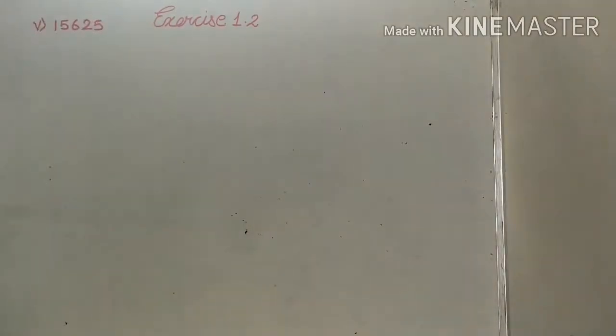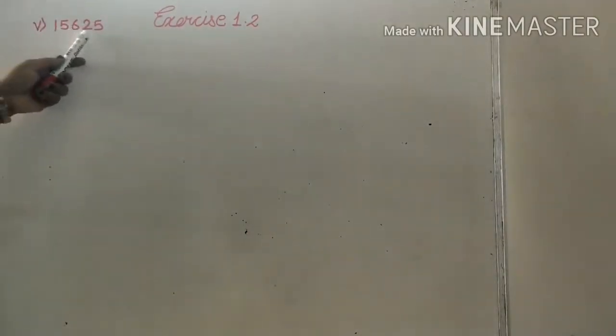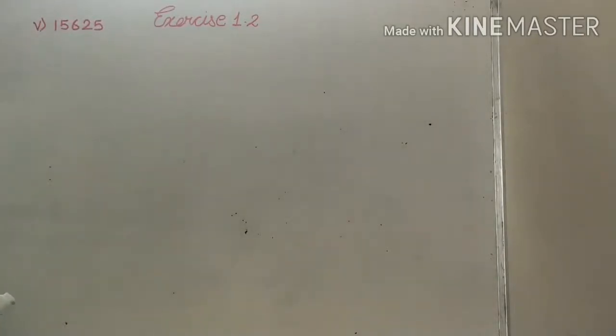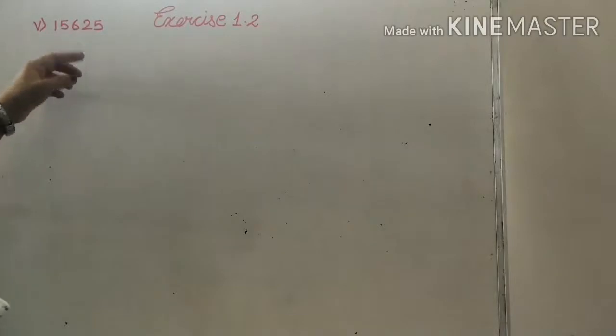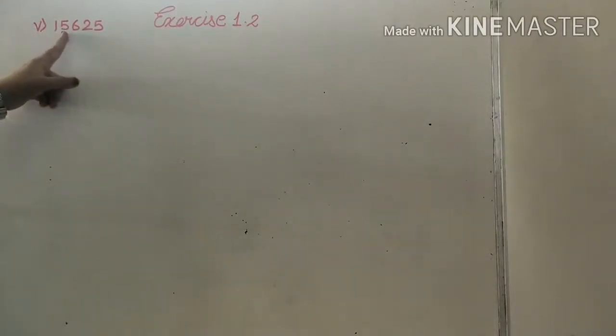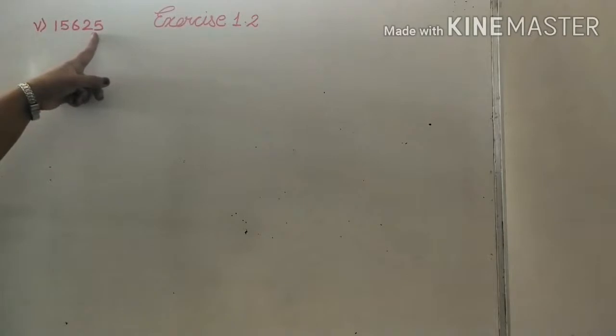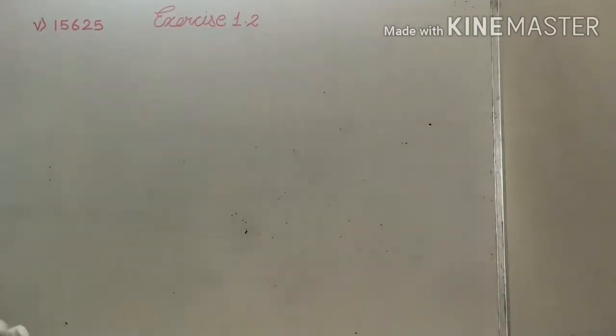Fifth one, 15,625. Here the unit digit is 5, which means it is not divisible by 2. Next, we'll check the divisibility condition for 3. 1 plus 5 is 6. 6 plus 6 is 12. 12 plus 2 is 14. 14 plus 5 is 19. It means it is not divisible by 3. The unit digit is 5, which means it is divisible by 5.